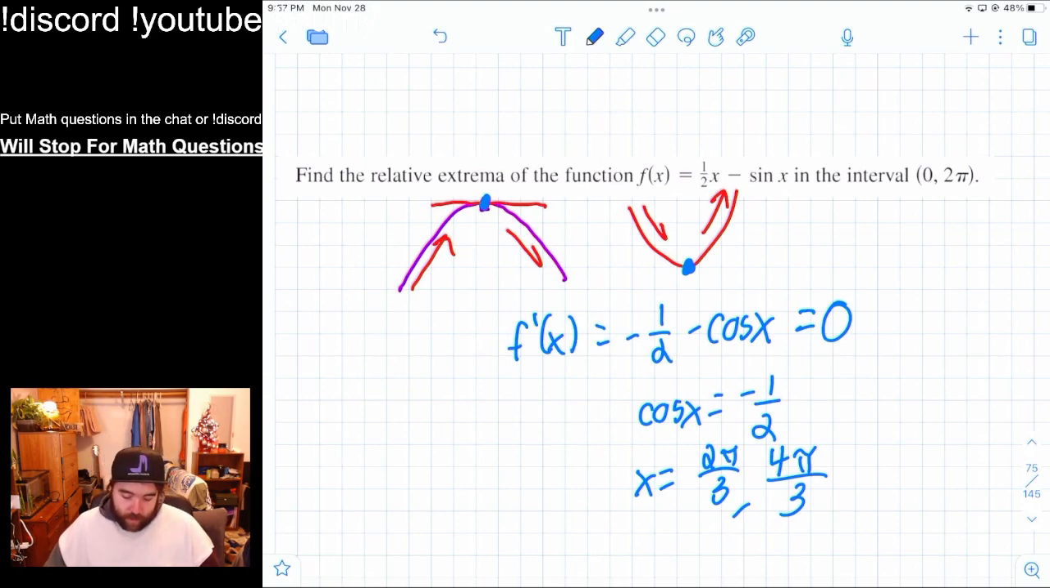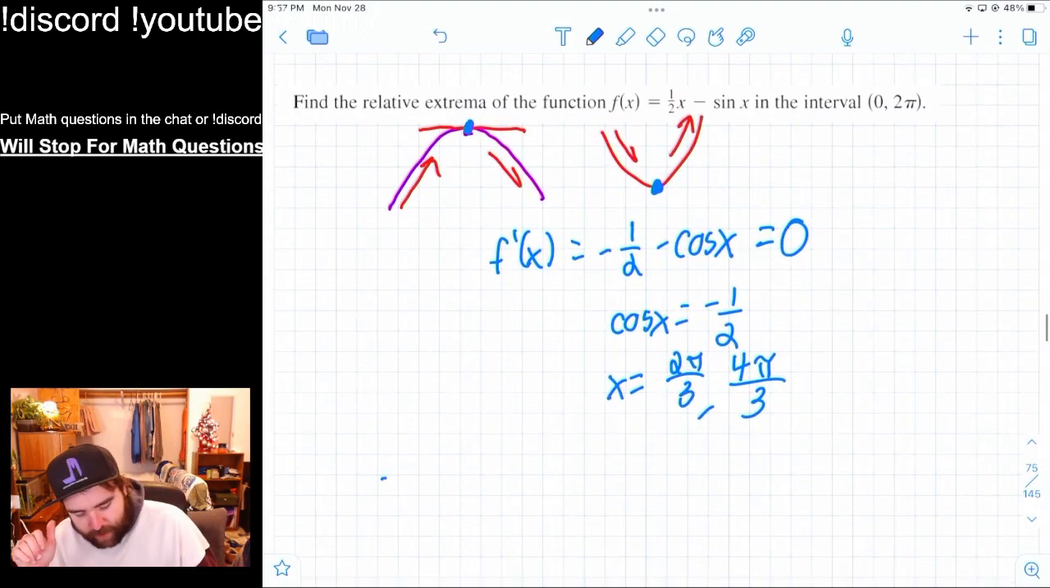Yeah, 2 pi/3 and 4 pi/3. So we're going to do our number line, and that's where we're going to look. We only start here carrying at 0.